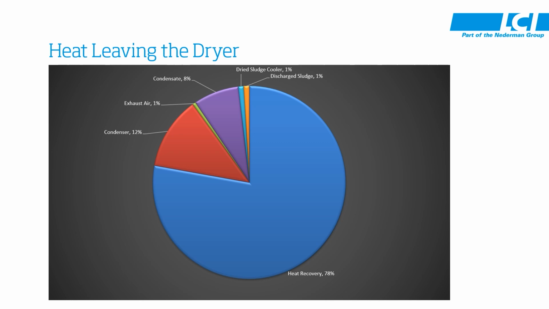So knowing we need to transfer about 2 million BTUs per hour of heat into the sludge via the dryer, where does all that heat go? We already discussed that the heat leaves via the vapor stream and the solid stream. The pie chart on your screen shows a further breakdown of where that heat can go and shows that we can recover about 78% of that heat out of the vapor stream in our heat recovery process. That heat can be used for other processes inside the plant.